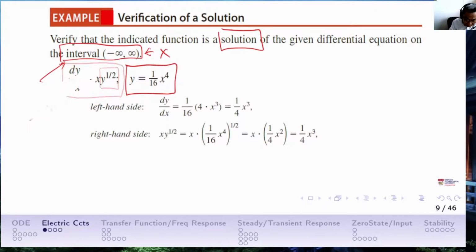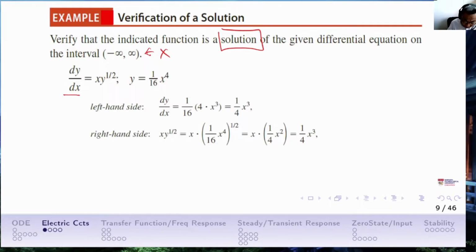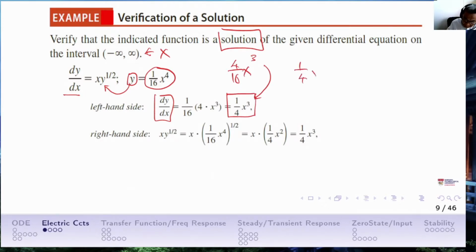So on the left hand side, let's work it out. On the left hand side, we have dy/dx equals, and we plug in the value of y into here. The value of y is x to the power of 4 divided by 16. So we are interested in 4 over 16 x cubed. Okay, so we get this expression here, 1 over 4 x cubed.